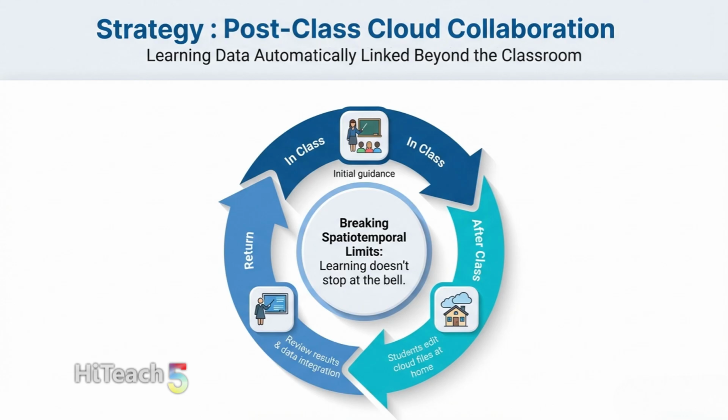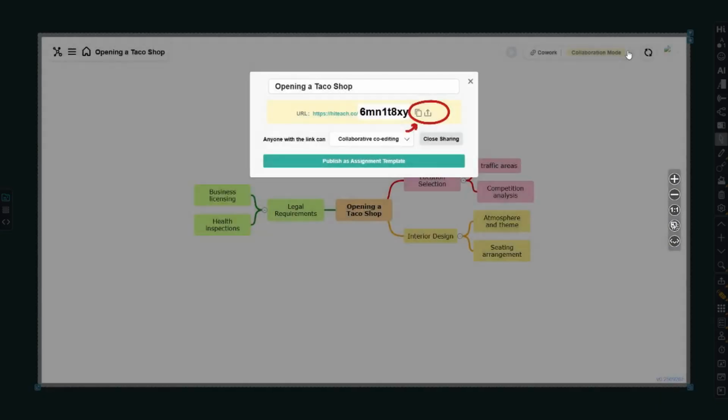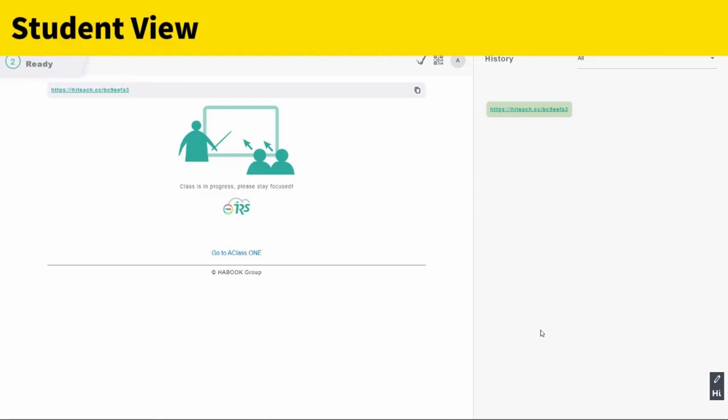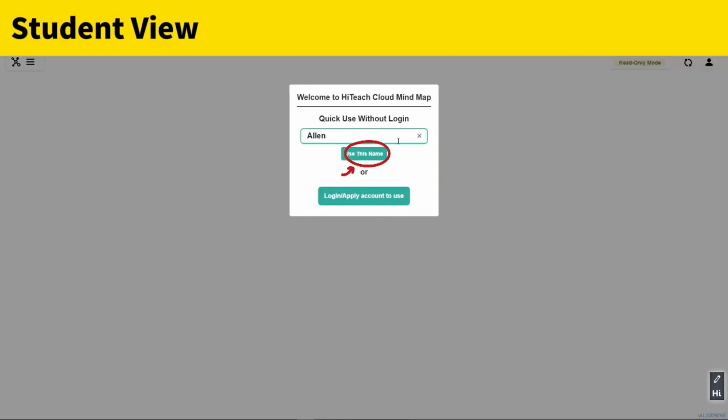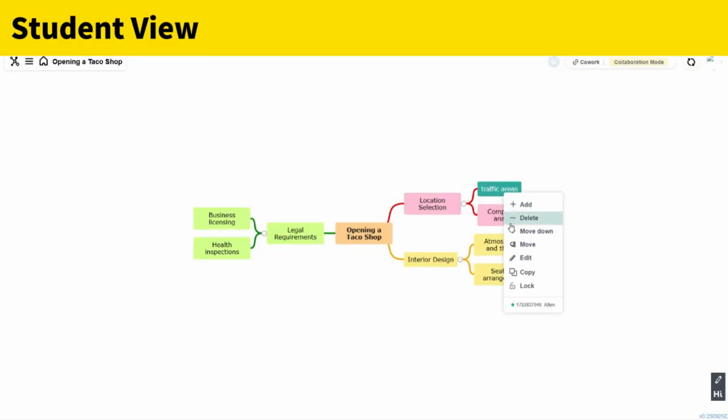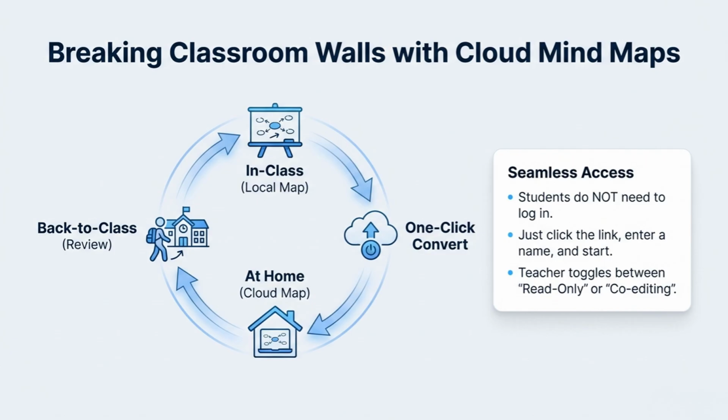I mean, imagine this. You start a collaborative map in class to get the initial ideas flowing. Then you assign that exact same map as a cloud task for homework. Students can then build on it, either by themselves or in groups. And when they come back to class, you can pull up everyone's work and review it all together. It's a perfect cycle from classroom to home and back again.